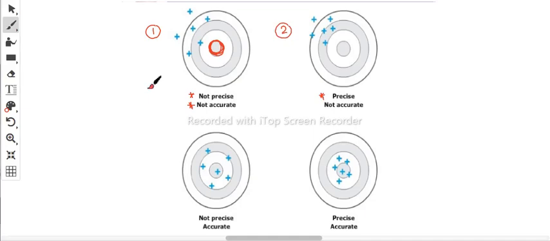If I want to take their average, they are not in the center. Continuing with diagram number 3, you're going to find that they are not precise. Definitely the crosses are far away from each other. But if you take the average, you're going to find that it is in the middle as an average number. So they are accurate. And for the last, number 4, they are actually precise and accurate compared with the others.